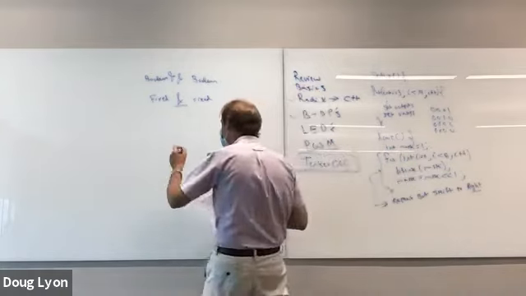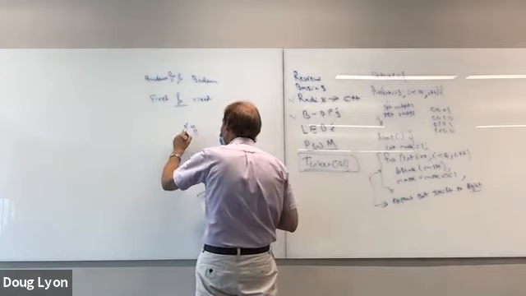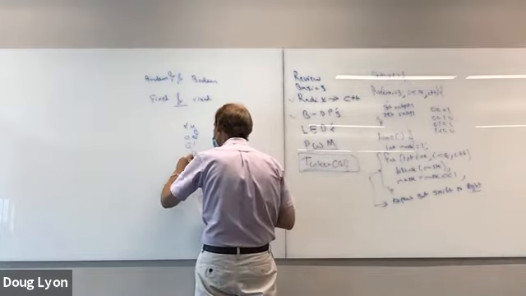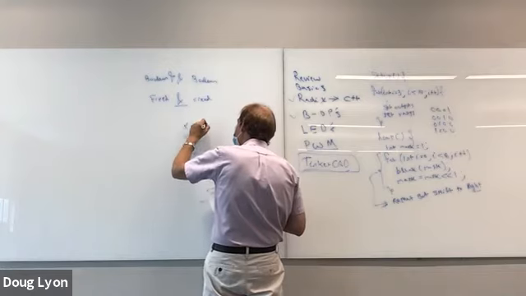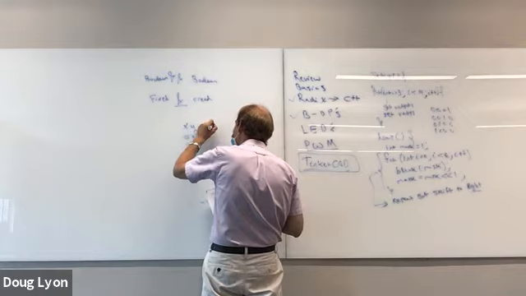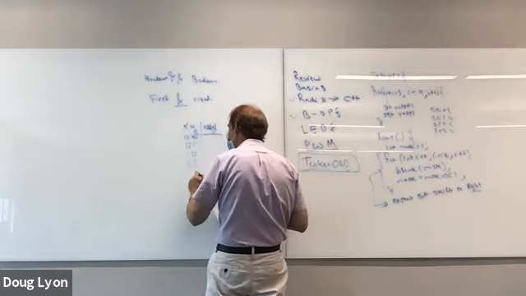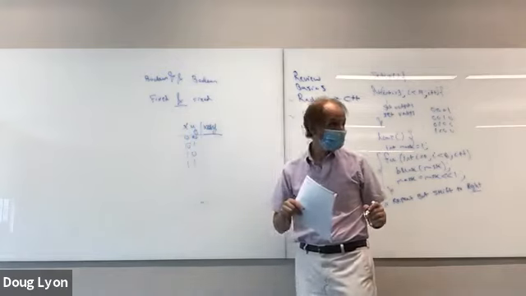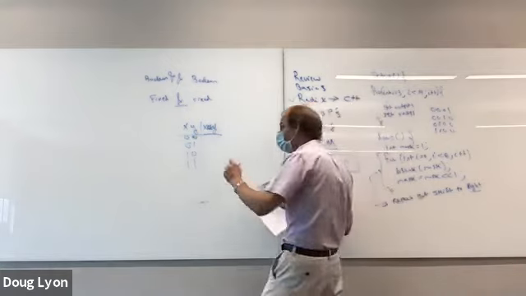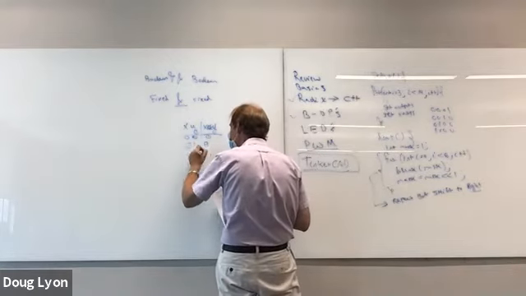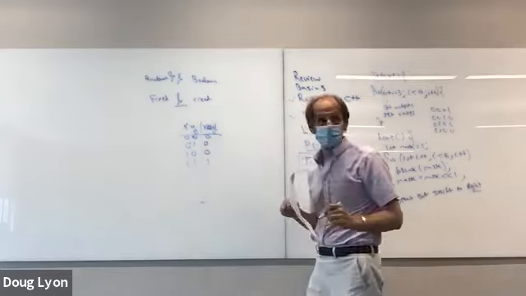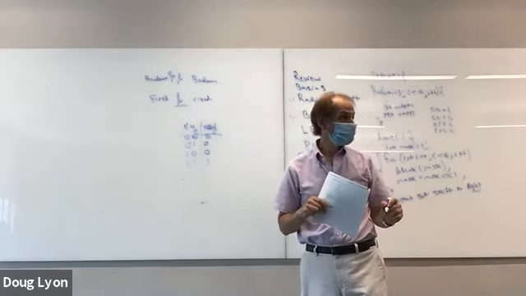Like you said, X and Y. It's like a truth table: 0, 0, 1, 1, 0, 1. This is X ampersand Y. Assuming 0 is equal to false and 1 is equal to true, we write this. That's a typical AND truth table.